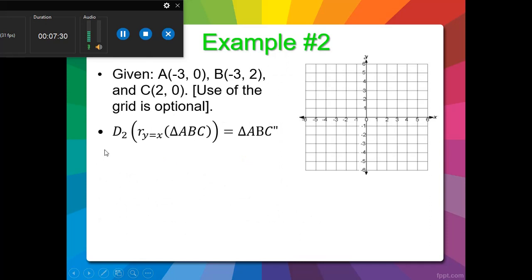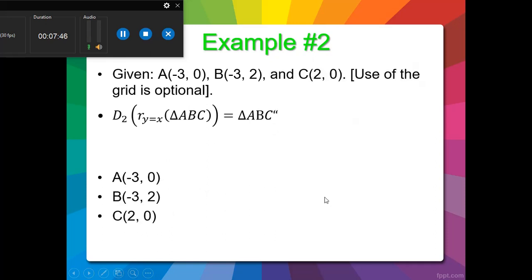In example 2, we have triangle ABC, and again, the grid is optional. So I'm going to choose not to graph. If you know the rule for reflecting in the line y equals x and a dilation of 2, we can just start by listing our 3 ordered pairs. When you reflect in the line y equals x, we just switch the locations of x and y. So there's my rule, A prime, B prime, and C prime.